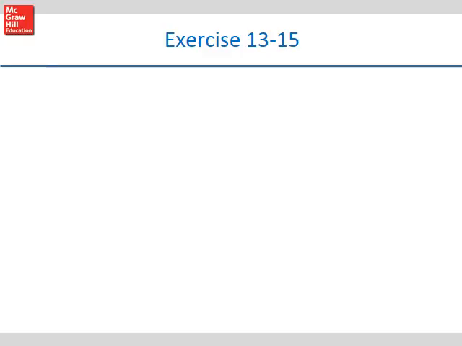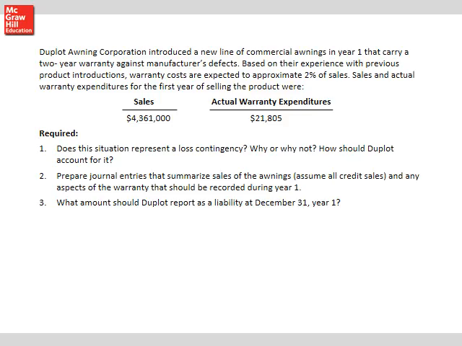All right, exercise number 15. DuPont Awning Corporation introduced a new line of commercial awnings in year one that carry a 2-year warranty against manufacturer's defects. Based on their experience with previous product innovations, warranty costs are expected to approximate 2% of sales. Sales and actual warranty expenditures for the first year of selling the product were $4,361,000 in sales, and the actual warranty expenditures were $21,805. Does this situation represent a loss contingency? Why or why not? And how should DuPont account for it?